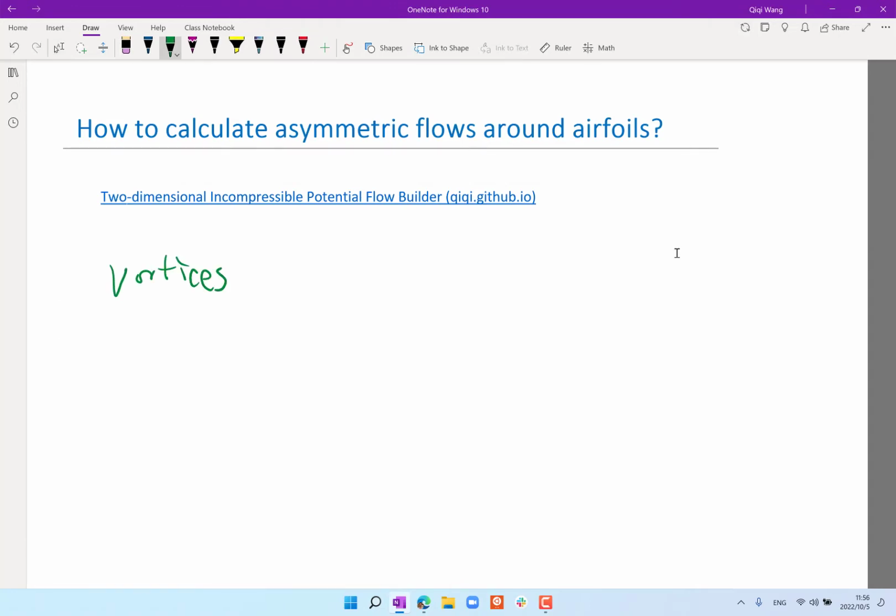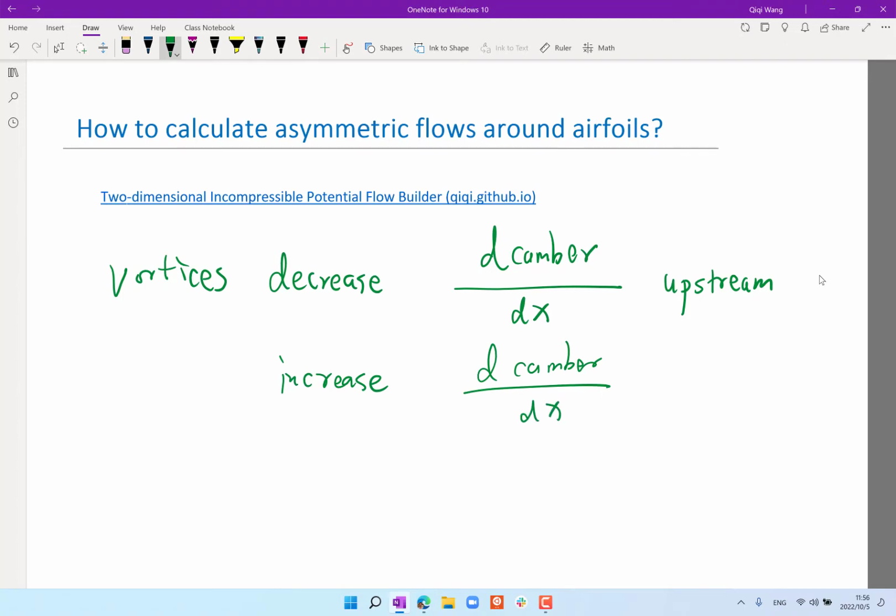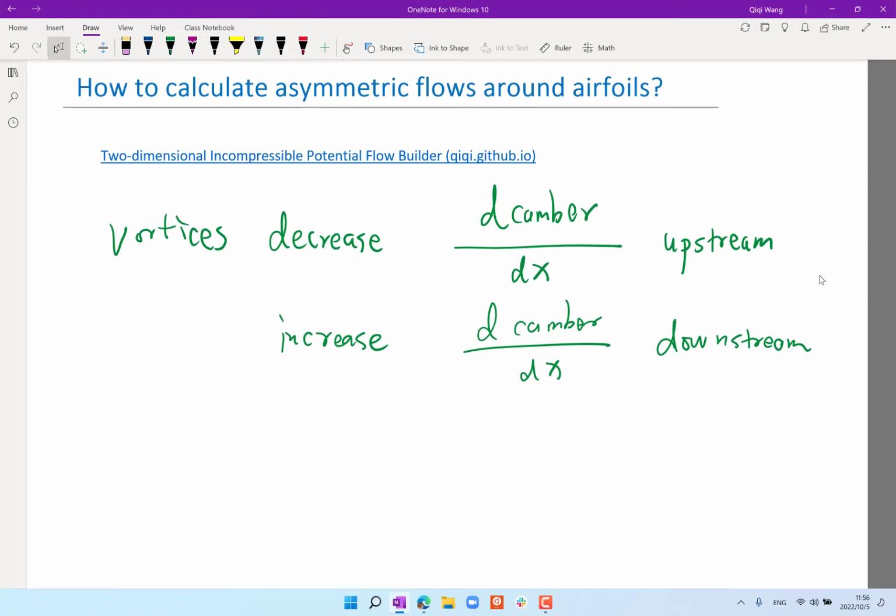So vortices decrease d camber dx upstream, okay, and increase d camber dx downstream, okay, but its effect on the pressure and the velocity is immediate.